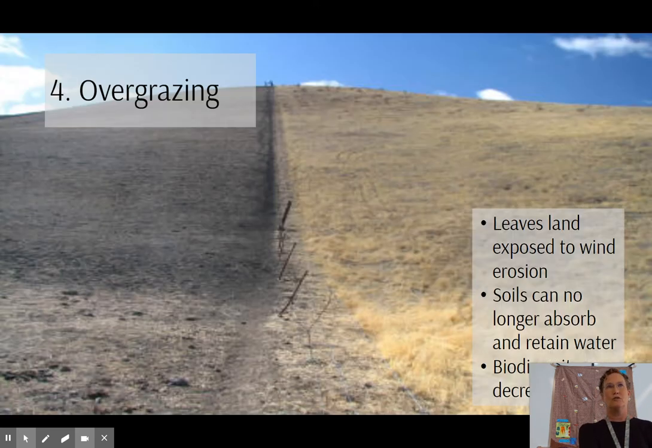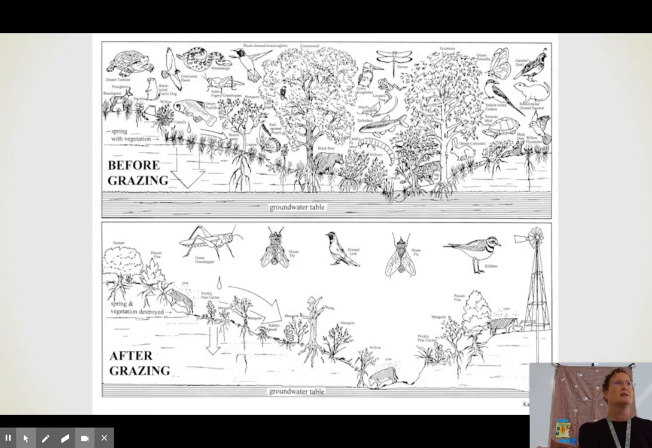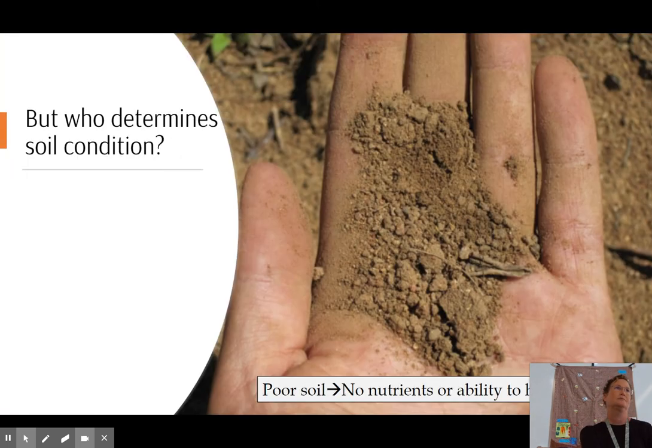And then you can also have overgrazing. So when you overgraze, it leaves land exposed to wind and erosion. The soils can no longer absorb and retain water. They lose their water holding capacity, and then that'll decrease biodiversity in the long run. Okay, so before grazing, there's a lot of biodiversity, and after grazing, you lose a lot of diversity. So you don't want to overgraze, you need this balance. So we're trying to find ways to work with nature and still have food.